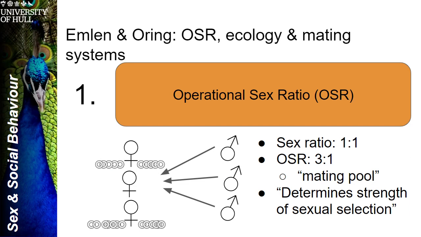Consider that example that I just gave. You've got a 1-to-1 sex ratio in the population, 3 males and 3 females. But the operational sex ratio here is the ratio of individuals currently in the mating pool, by which I mean available for reproduction, available for mating. 2 of those females are unavailable, and so the operational sex ratio is 3 males to 1 female. And that is what determines the strength of sexual selection. It determines how competitive males need to be to get a mate, and how choosy females are able to be over their mates.